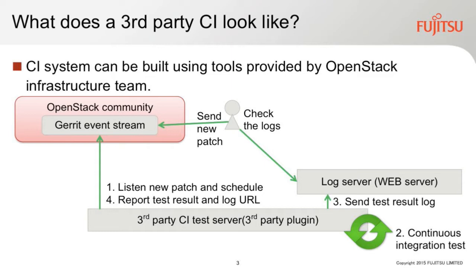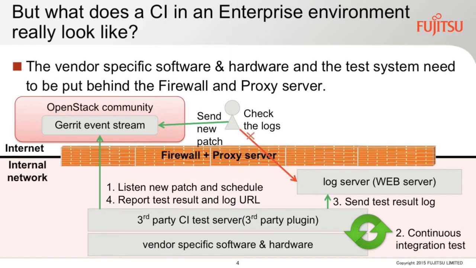Then the test server continuously listens to the event stream. After it gets a new patch, it schedules a test. After the test, it sends the log to the log server and sends the message of the test result and the URL of the log back to the event stream. Then I receive an email and check the URL in there to get the log I want. So this is the normal workflow.